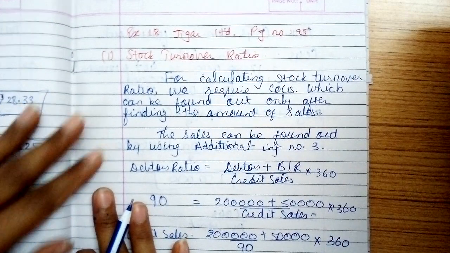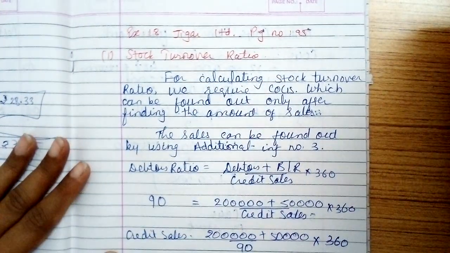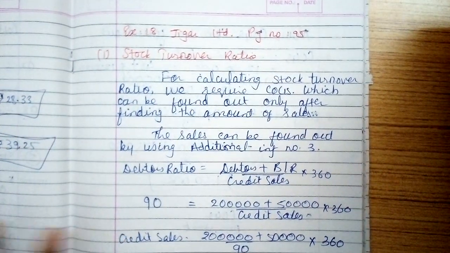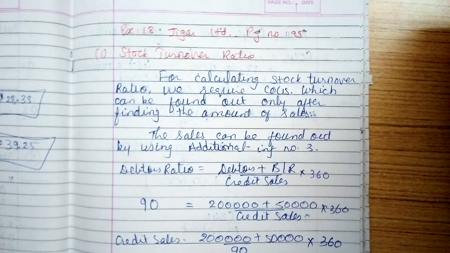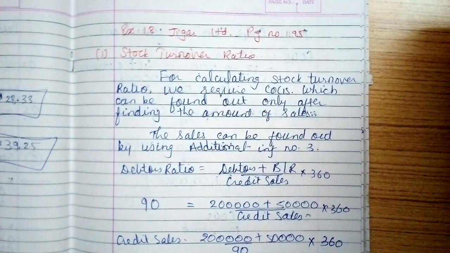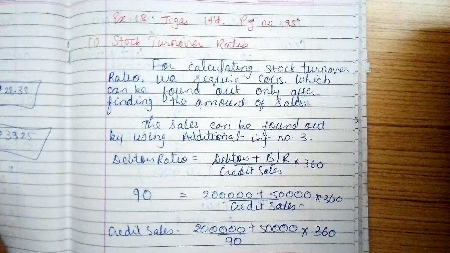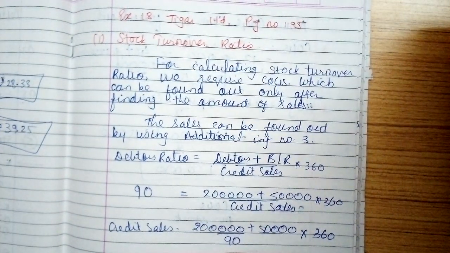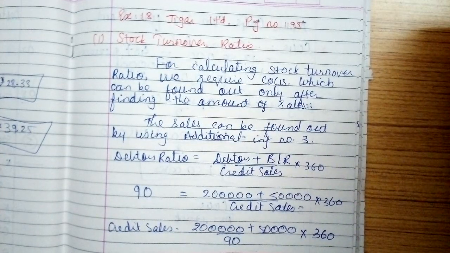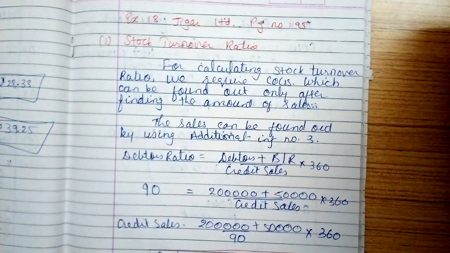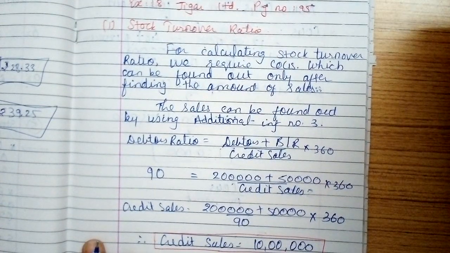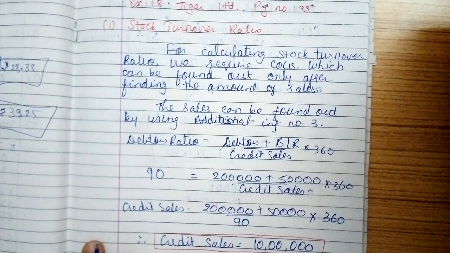So today we are going to start with example number 18, Jigar Limited, on page number 95. So let us have a look at the example first. If you don't have the textbook, take it right now along with you and then start the video. Starting with the details given, calculate stock turnover ratio, proprietary ratio, current ratio, liquid ratio, rate of return on capital employed, rate of return on equity capital, net profit and creditors ratio.